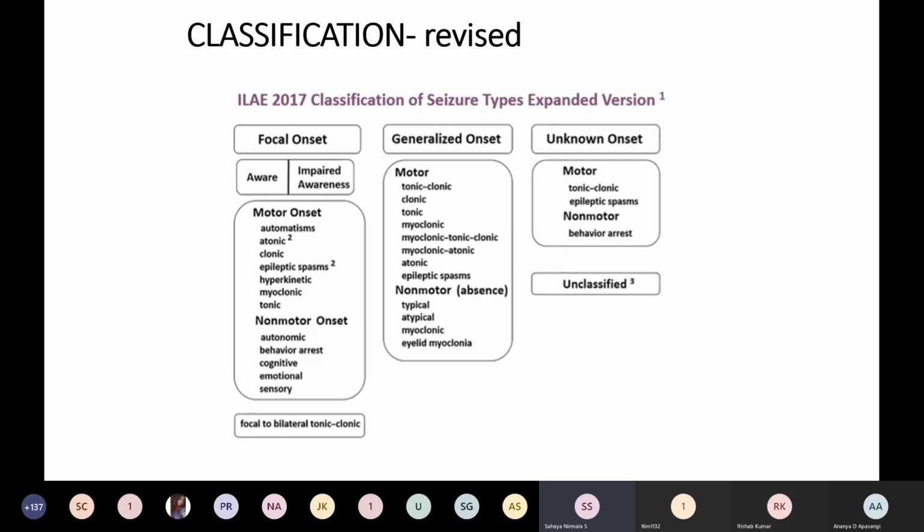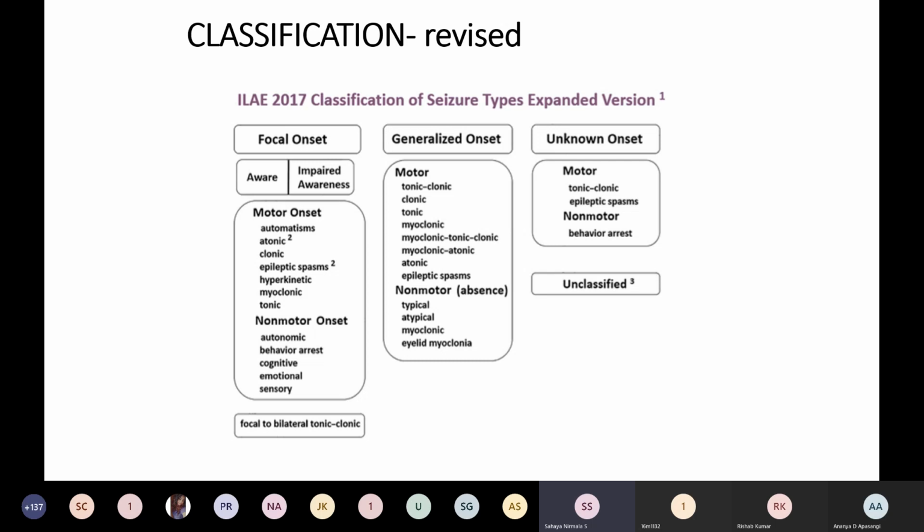You should note, rather than the pattern of seizure, now the stress is upon the onset of seizure. So there are four main subtypes: focal onset, generalized onset, unknown onset, and unclassified. I'll repeat it for you. The four subtypes of seizures according to the revised classification are focal onset, generalized onset, unknown onset, and unclassified.